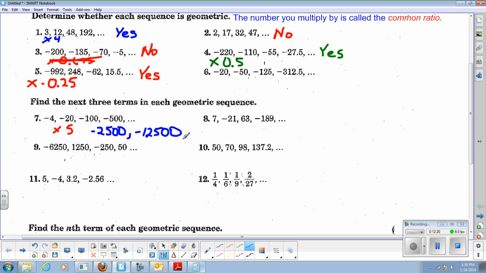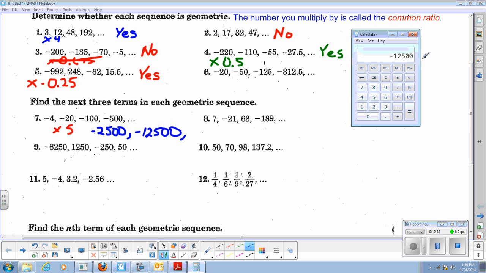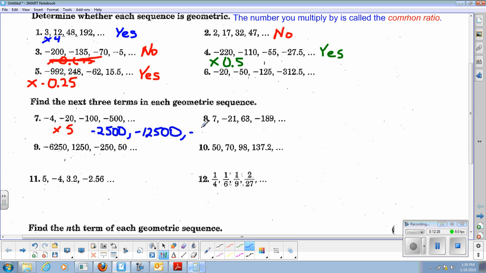And I need to take this times 5 again, because it says find three terms. So times 5, probably going to get a large number, negative 62,500. So that's number 7. So I'm finding the next three terms. Figure out what you have to multiply by, and then multiply it three times to find each of those three terms, and you list them out.